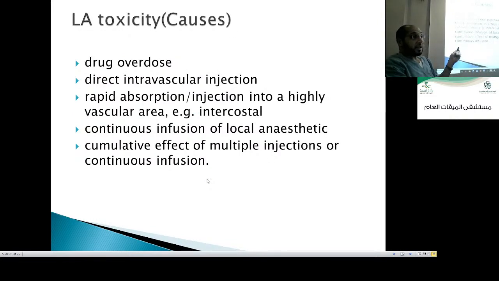Now I will talk about an emergency, which is local anesthesia toxicity. This is very important to know and to diagnose. How can I experience toxicity? Easily, if I exceed the toxic dose.